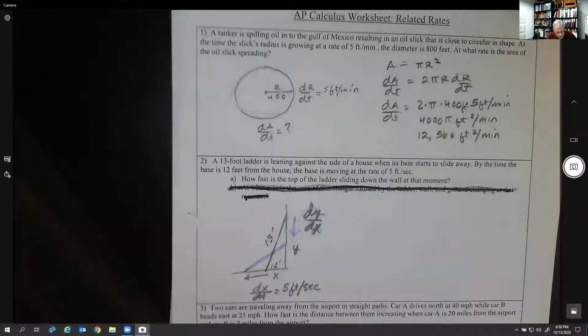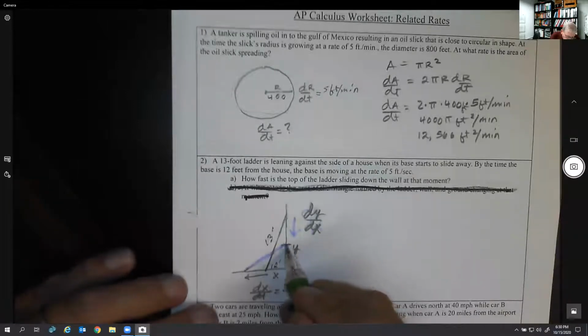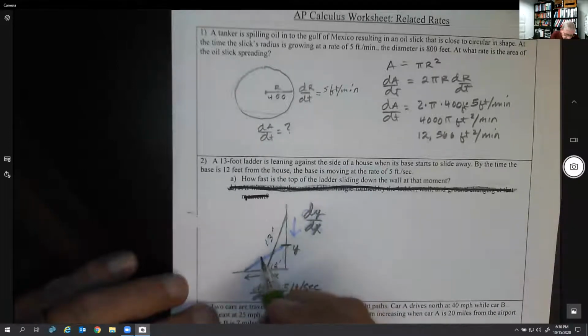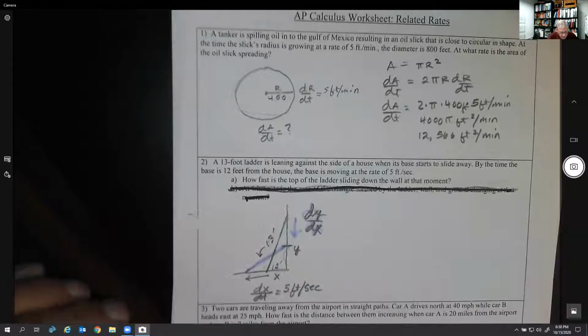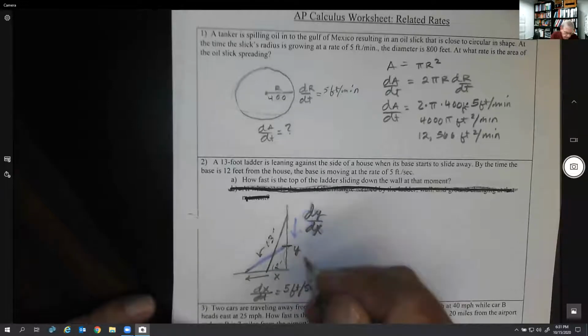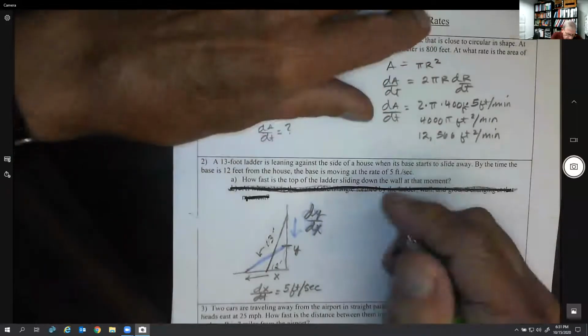So one thing we might want to do is figure out how high off the ground it is at this 12 feet. So let's take a look. This ladder is still 13 foot long. It hasn't changed. So this is still 13 foot, and this is still 12 feet. Now, how far is the ladder off the ground from here to here? That might be useful in calculating this problem.